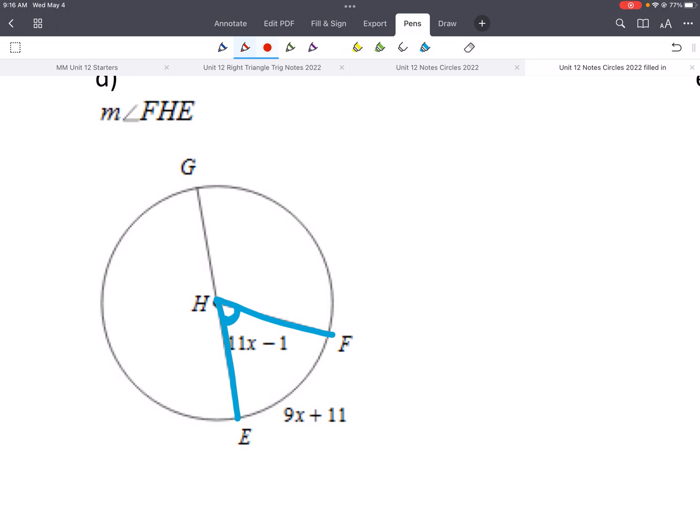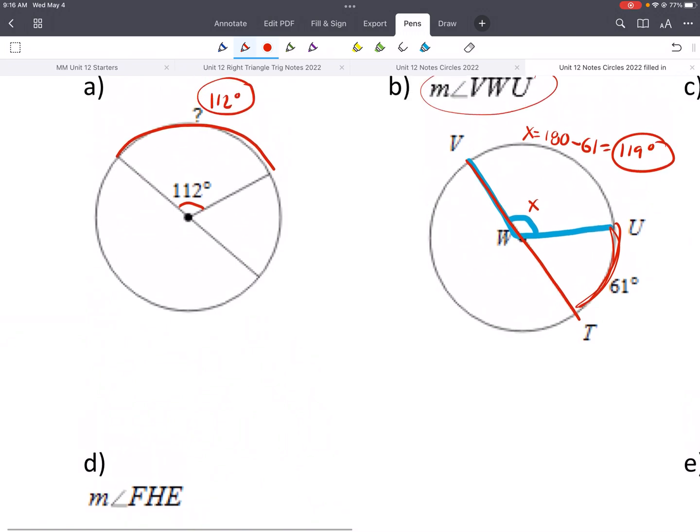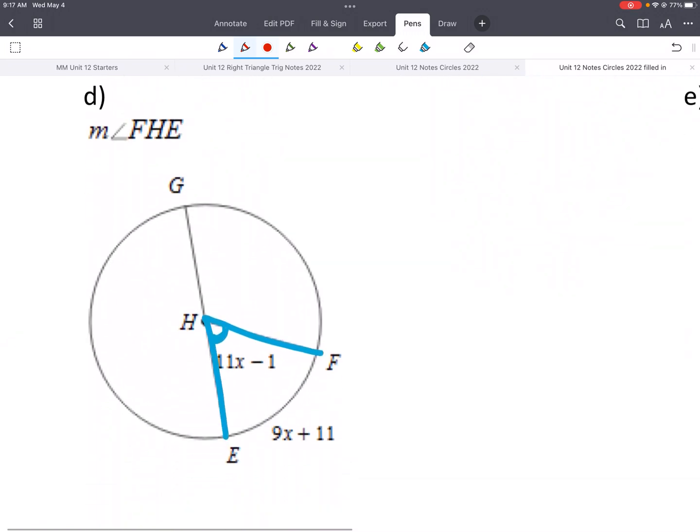So this time we have like expressions. And in order to find the angle, we're going to need to figure out what x is. So we need to take those 2 expressions and see how are they related. So just like when we did A, we know that the angle is the same as the arc. So we know that 11x minus 1 has got to be equal to 9x plus 11. And then we could solve.